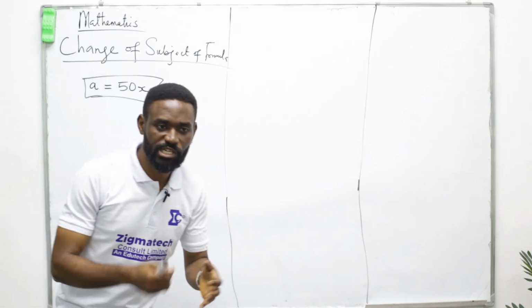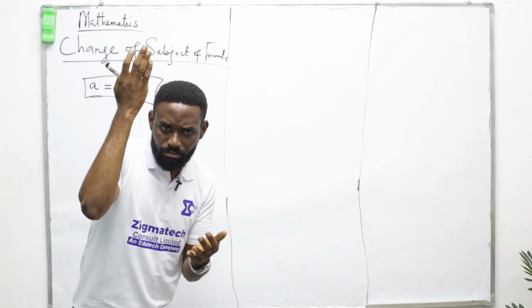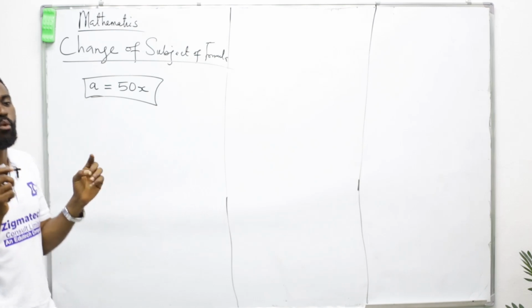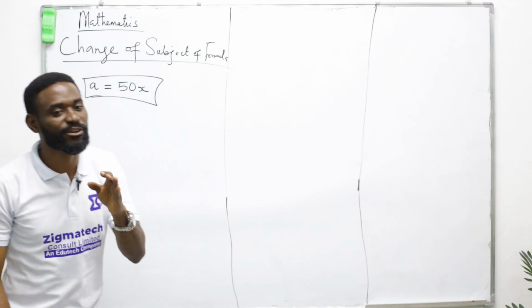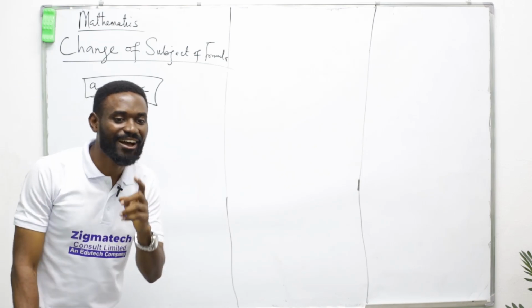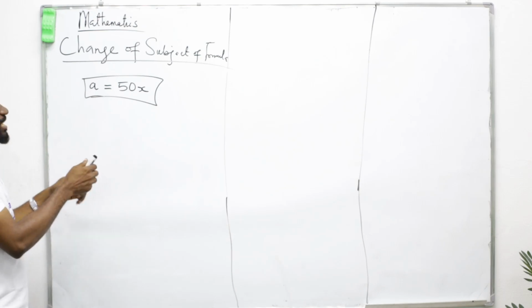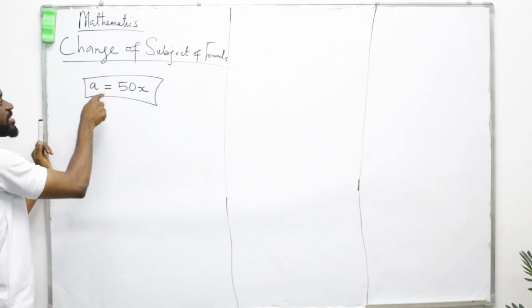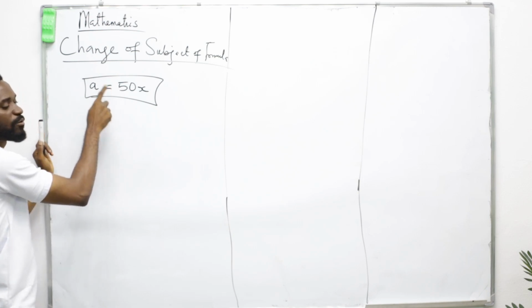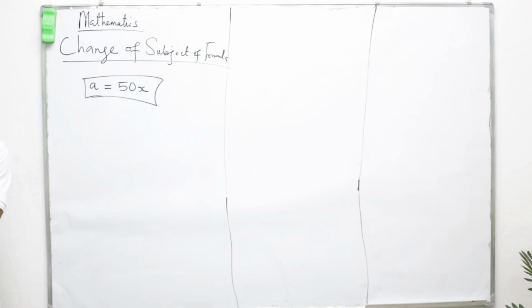Then we say the subject of a formula is the variable that is being worked out. The other part of it that you will understand, I say it can be recognized as the letter on its own on one side of the equal sign. This is the equal sign. Now look at this symbol too. Let's also know what a subject is here. We say that the subject is the letter that is on its own on one part of the equal sign.